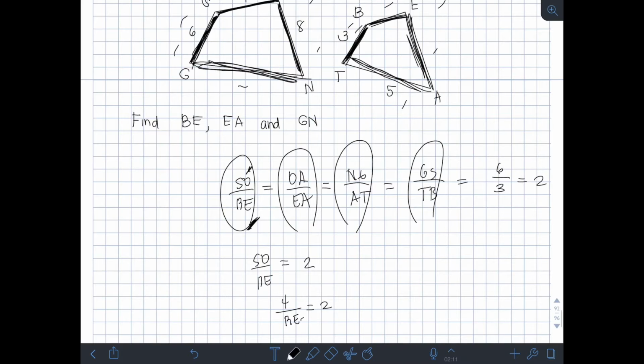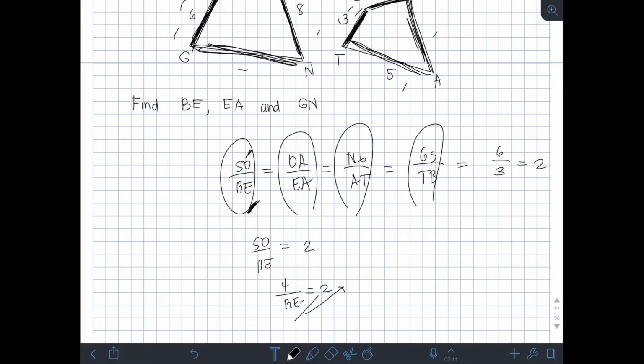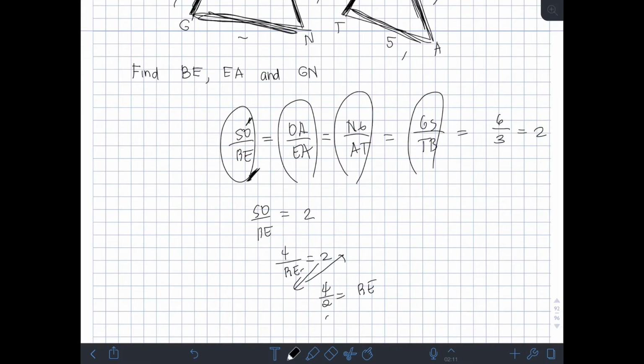So, solving for BE, we have cross multiplication na lang. 4 over 2 equals BE. So, 4 divided by 2 is 2. So, BE is 2. Okay? BE is 2. Next, for this proportion, OA over EA, so equal dapat sa 2.